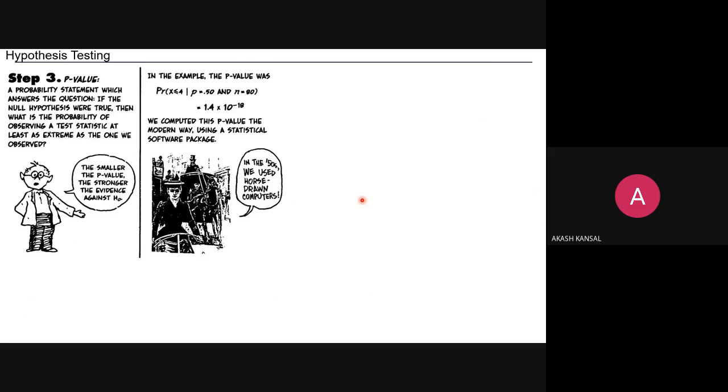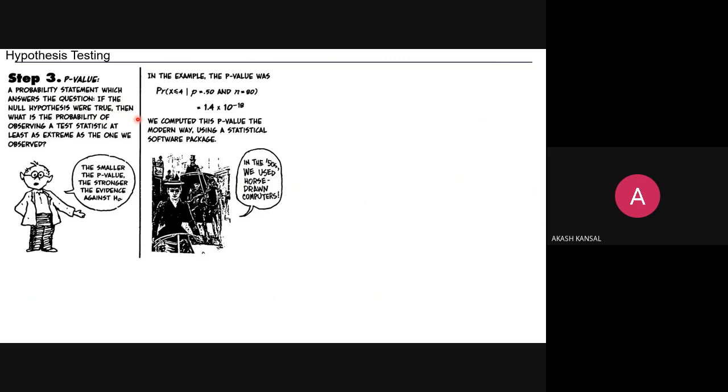Now, step 3, an important step, is the p-value. Think of the p-value as a probability statement which answers the question: if the null hypothesis were true, then what is the probability of observing a test statistic at least as extreme as the one we observed?